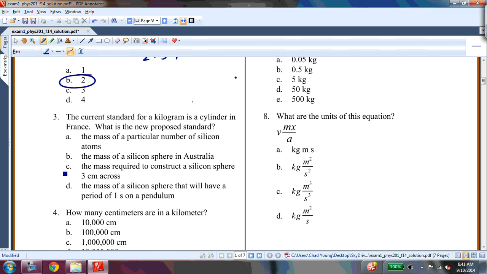The current standard for the kilogram is a cylinder in France. What's the new proposed standard? Okay, it's not a mass silicon sphere in Australia. That wouldn't be accessible to everyone. It's not the mass required to construct a silicon sphere, 3 centimeters across. I remember in the video, it wasn't the mass, it wasn't the particular sphere that they were constructing. It was in fact the mass of a particular number of silicon atoms. So they're basing the standard for the kilogram on a particular number of silicon atoms.